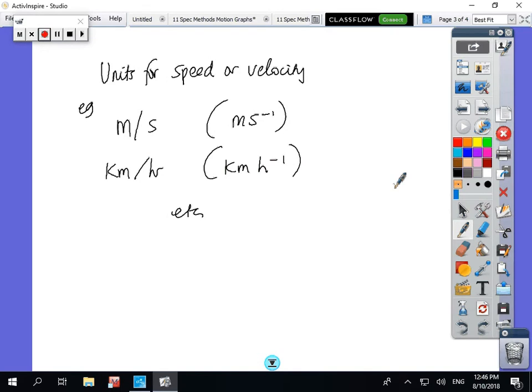Just to cover the units for speed. Distance is measured in meters or kilometers, and time could be seconds, hours or minutes. For the unit of speed or velocity, velocity has direction, but we still have to have a unit. So if you're traveling at 6 meters per second, it's written as meters per second, and in some books they might write ms^-1 or kmh^-1. Just think of meters per second like a fraction, and when you bring s up to the top, you change the indices. Okay, let's have the last one.